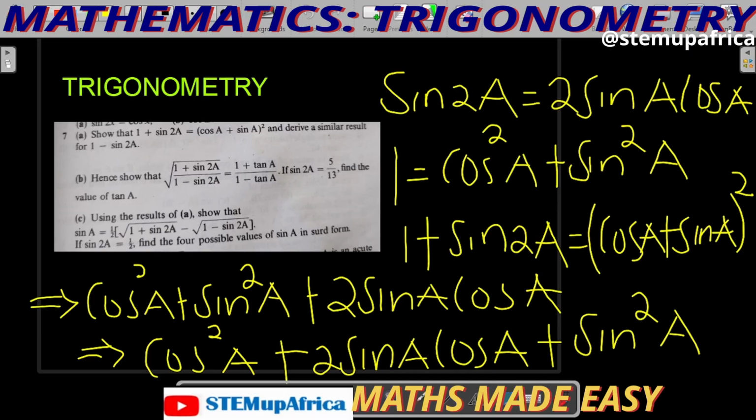So viewers, this is what you do for me. You use this application now to solve the next question. Say if sine 2A is 1 over 2, find the possible values of sine A in surd form using the information given. When you solve, post the answer in the comment section.